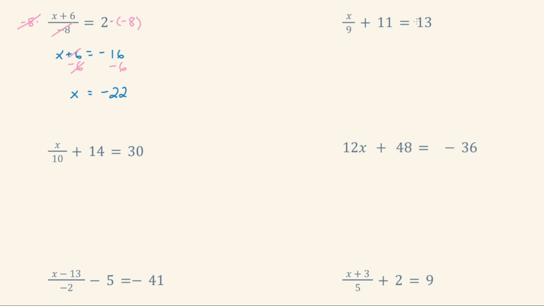Next over here, okay, x divided by 9 plus 11. So plus 11 is the first thing I'm going to undo. I'm going to minus 11 and minus 11, so that these things go away. These go away, so that I'm just left with x over 9 is equal to 2. And now x is being divided by 9. I want to undo a division by 9. I'm going to multiply by 9 on both sides, so that these go away, and I get x is equal to 18.